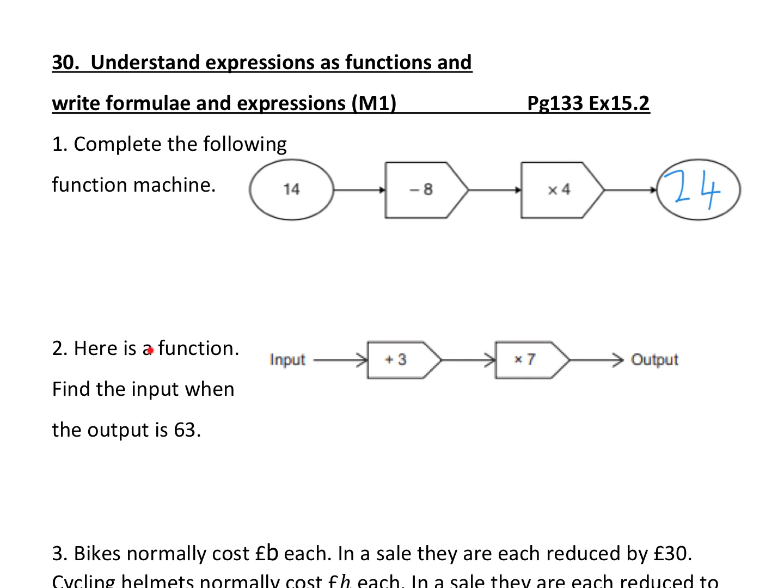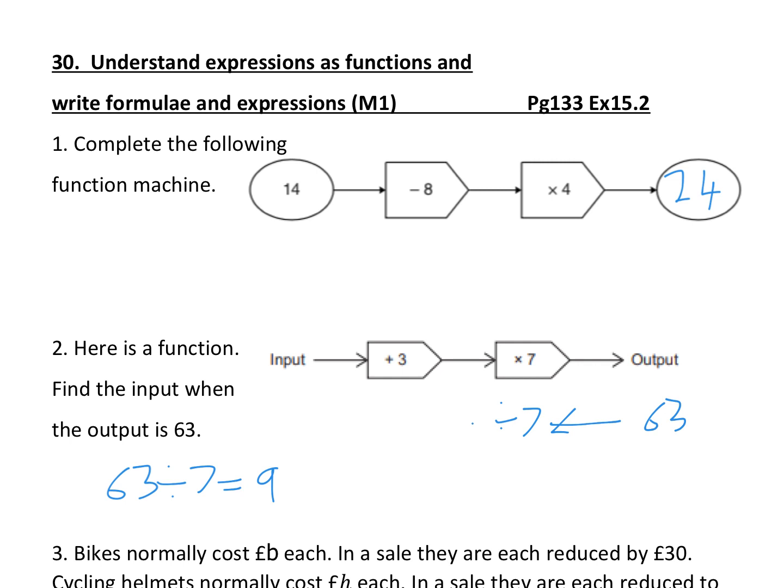Example 2. Here's a function. Find the input. So we're not given the input like 14 previously. We've got to find the input when the output is 63. So if the output is 63, if we go in the opposite direction, we'd have to divide that by 7. So 63 divided by 7 is 9.